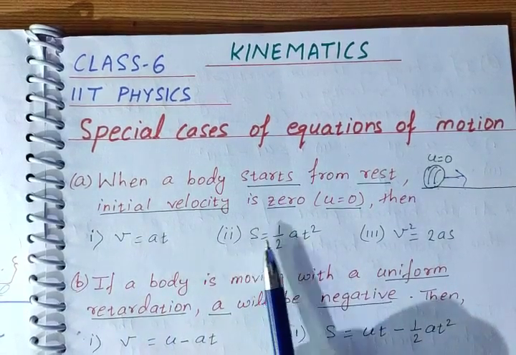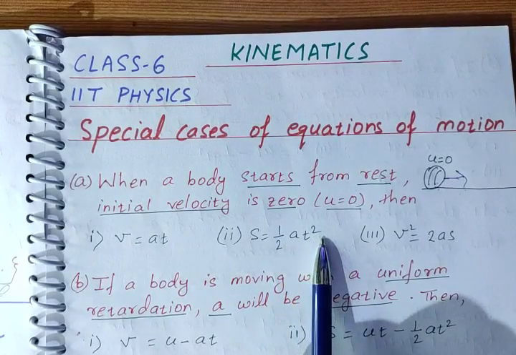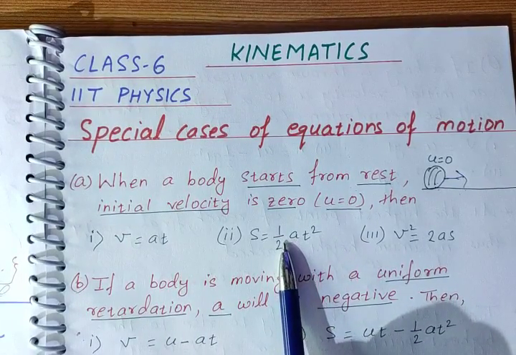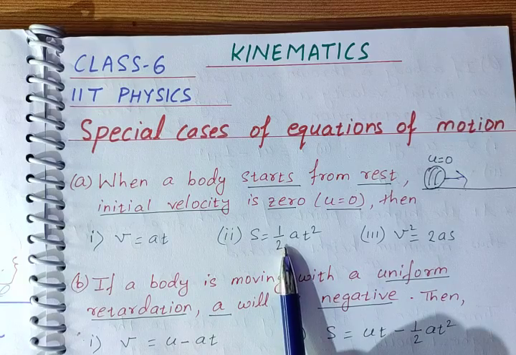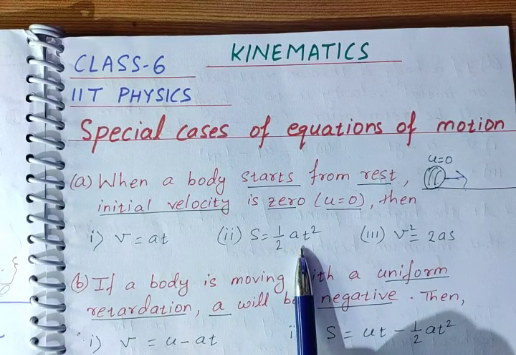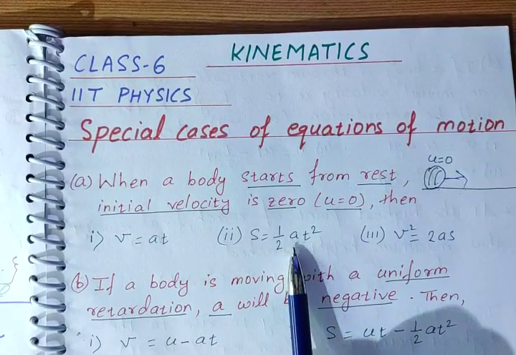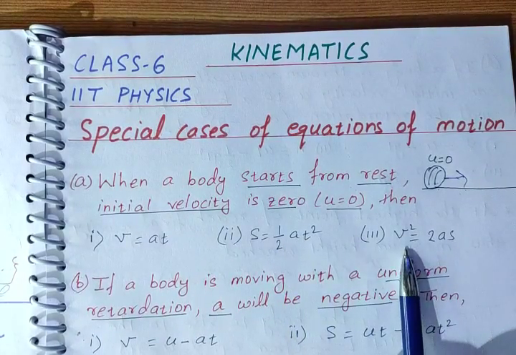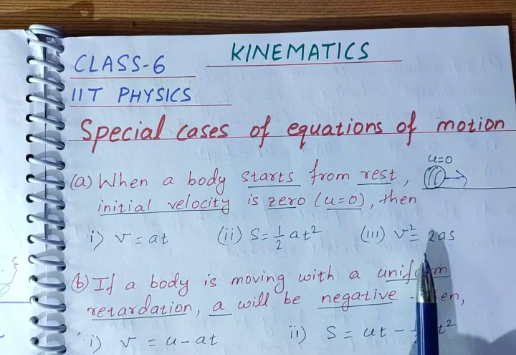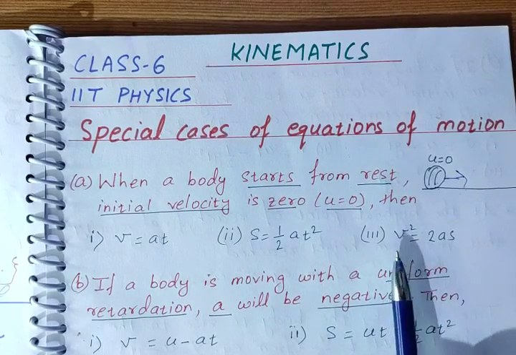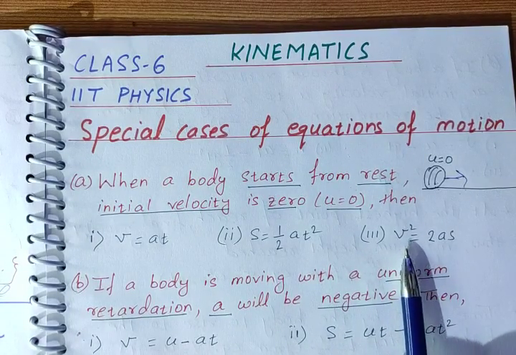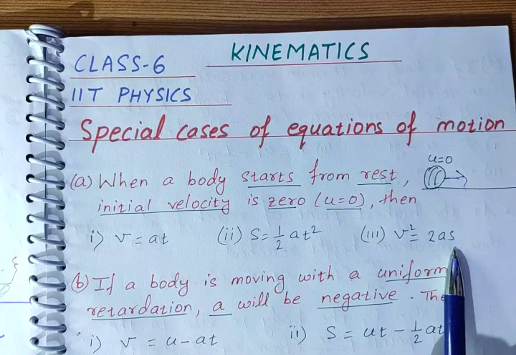Then s is equal to ut plus half at square. The first term is ut, as u is 0, 0 into t is 0, so the first term is 0, so s is equal to half at square. Third equation, v square minus u square equal to 2as. Here u is 0, so that term is not there, so it becomes v square equal to 2as.